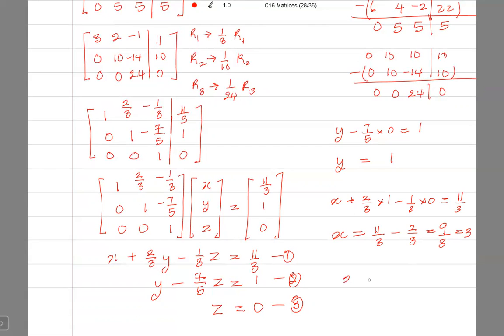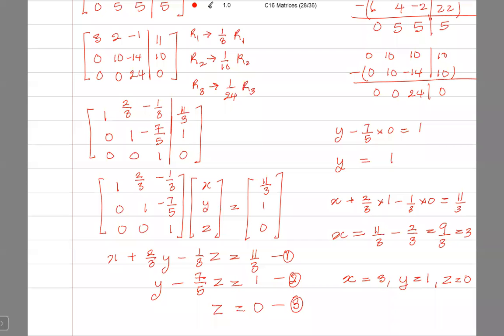So the solutions of our equation are x is equal to 3, y is equal to 1, and z is equal to 0. All right, let's see if we can do it again. Let's have a look at the next example.